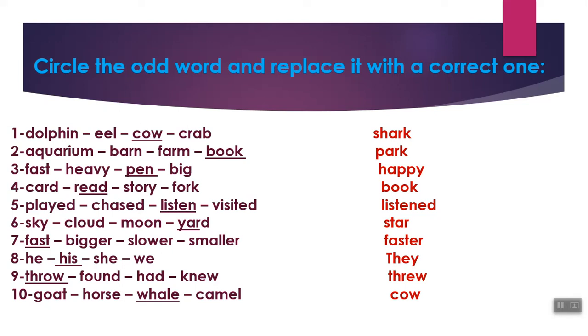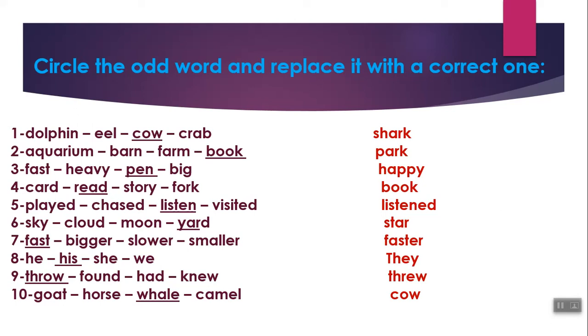Number 5, played, chased, listen, visited. All of them are verbs, but listen is different because it's in the present form and the other verbs are in the past. So I'm gonna pick listen and replace it with listened or any other verb in the past form. Number 6, sky, cloud, moon, yard. Sky, cloud, moon are nouns. Yard is a place, so I'm gonna replace it with star, for example.